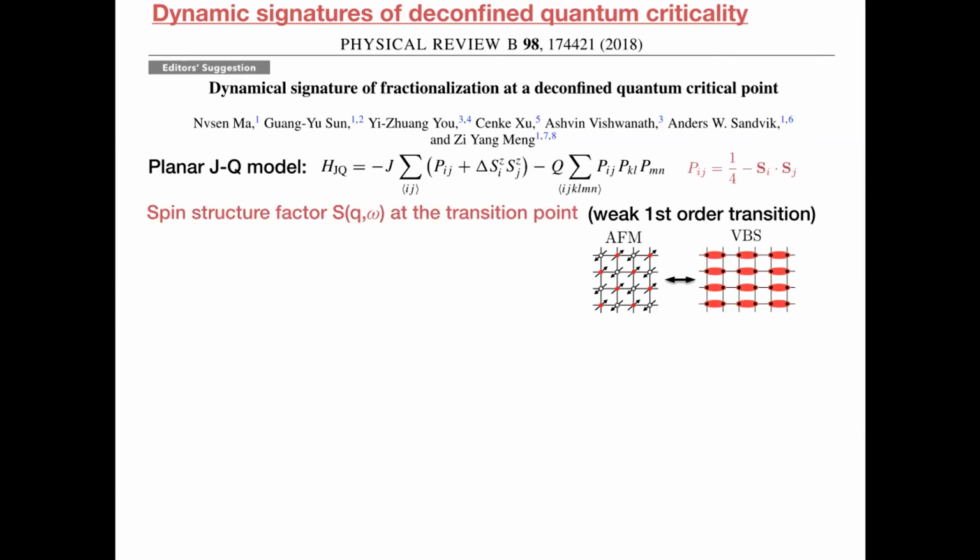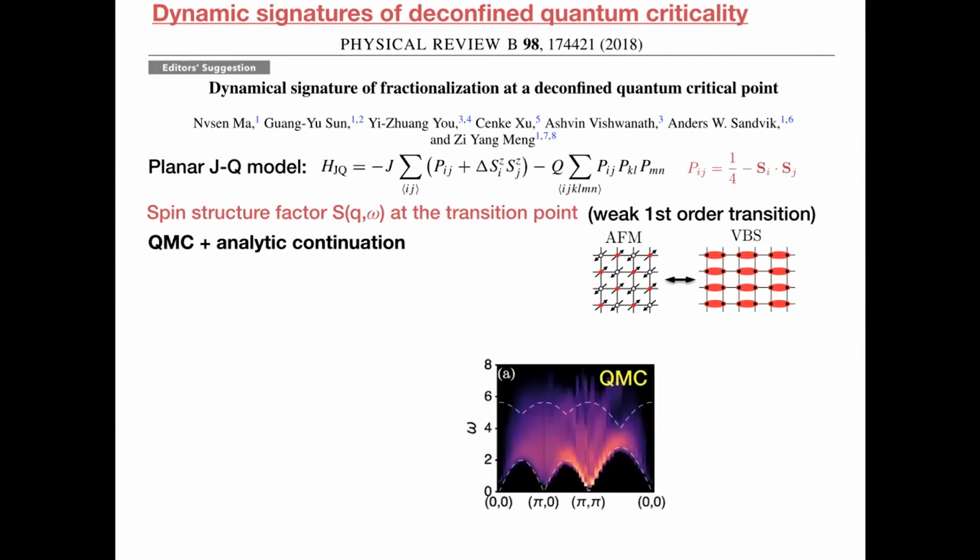And then we want to look at the dynamic spin structure factor, which, for example, you can measure in neutron scattering experiments if there's some material that would have these features. So then we have to do what's called analytic continuation, which is a way to go from imaginary time correlations to real frequency spectral functions. This is a cut through the Brillouin zone, showing that spectral function in some color coding. Brighter colors mean more spectral weight.